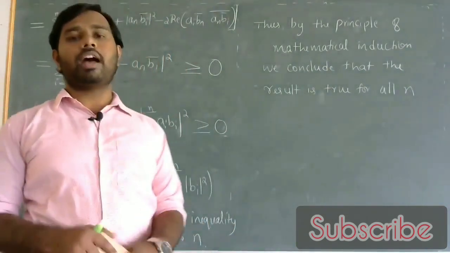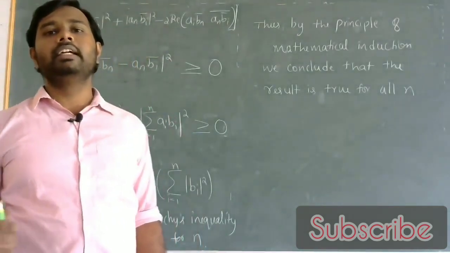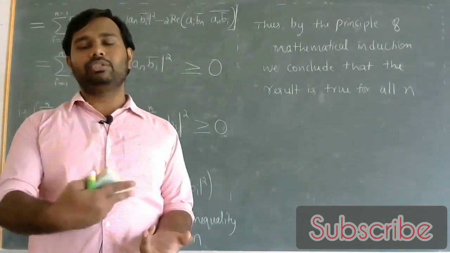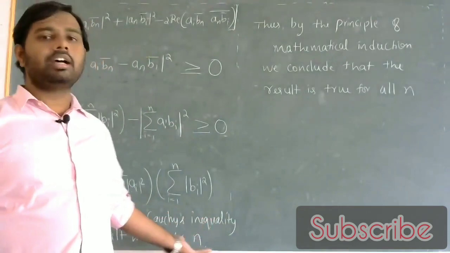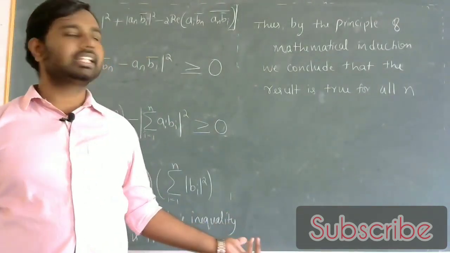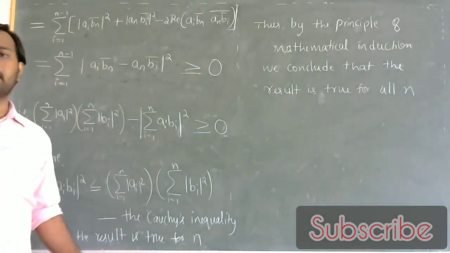In this video, we have proved the Cauchy's inequality. We proved the Cauchy's inequality in 3 methods. The first one is the Lagrange's identity. Using the Lagrange's identity, we derived the Cauchy's inequality. Secondly, it is an independent method, and thirdly we used mathematical induction.